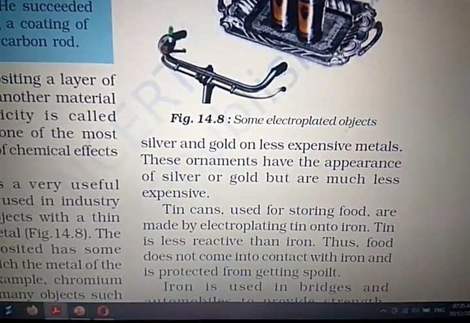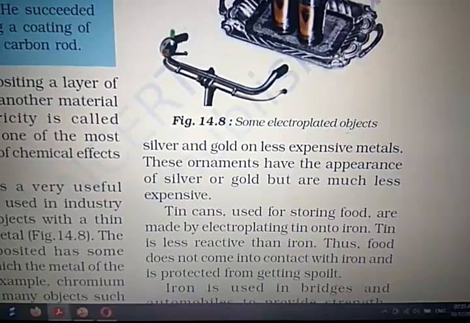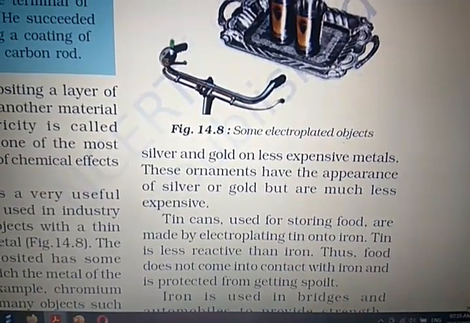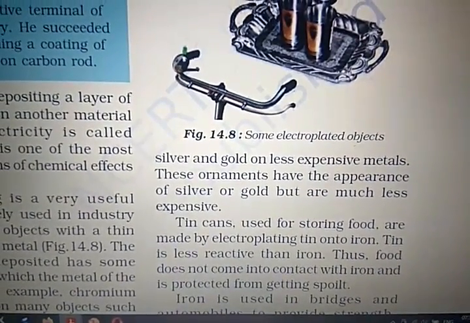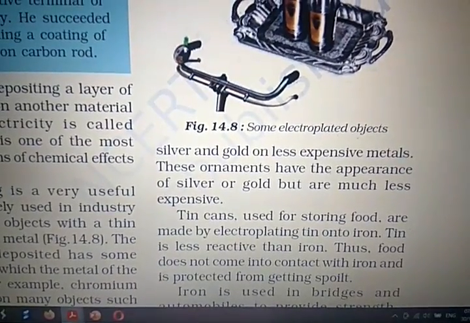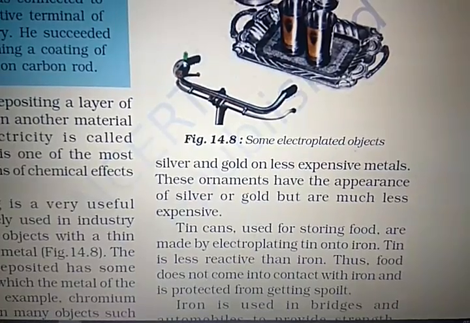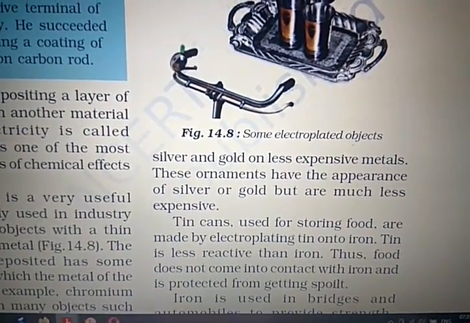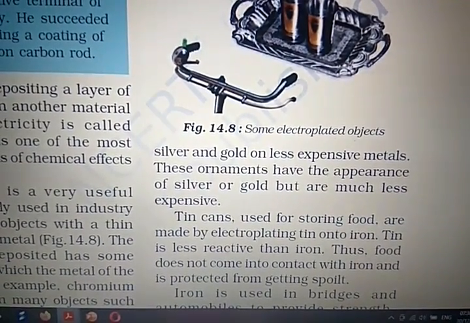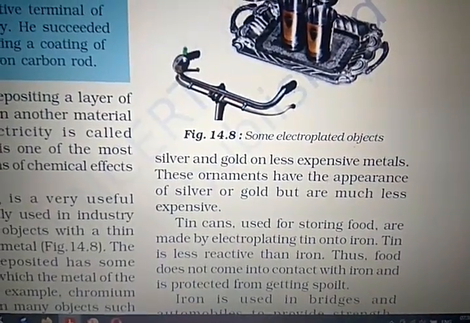So tin cans used for storing food are made by electroplating tin on the iron. आयन का जो थीन लेयर होता है उसके ऊपर टीन, it is one of the metals, so टीन का कवर चढ़ाया है, इलेक्ट्रोप्लेट किया है. So tin is less reactive than iron. Thus food does not come into contact with the iron and is protected from getting spoiled.